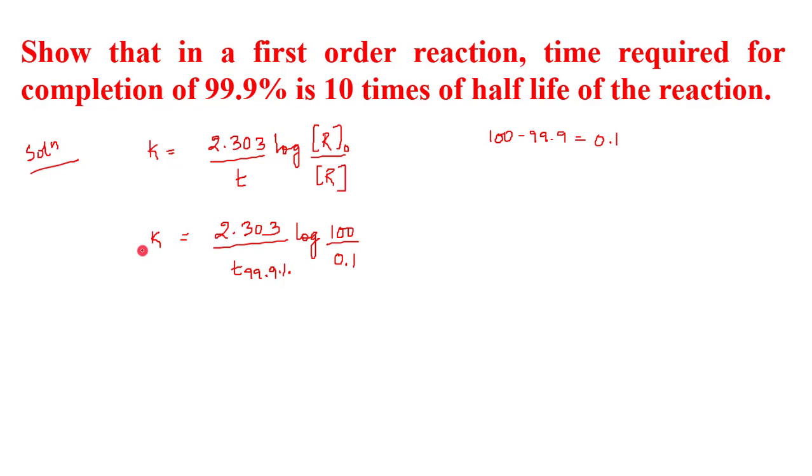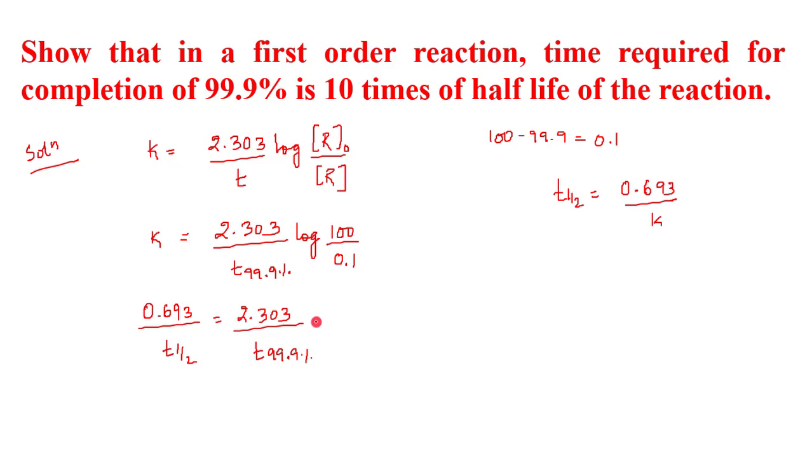Now we know that half-life, T half, is equal to 0.693 divided by k. So I'll replace k in terms of half-life. T half is equal to 0.693 divided by k, so k will be nothing but 0.693 divided by T half. That is equal to 2.303 divided by T 99.9% into log of 100 divided by 0.1, which is nothing but 1000.